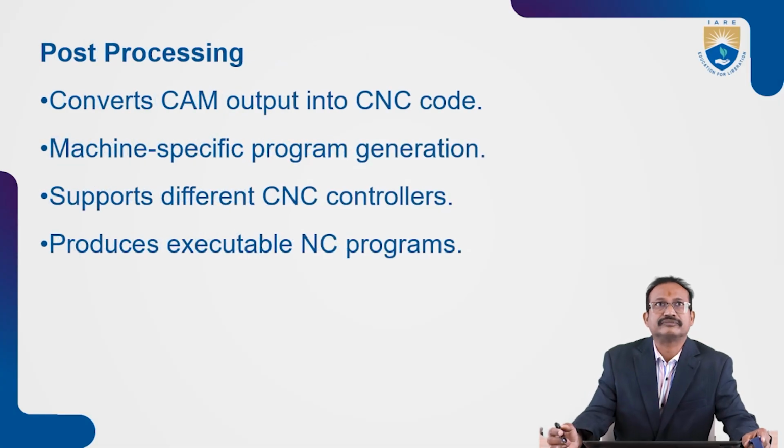Post processing converts CAM output into CNC code. Machine specific program generation. That means for different machines, program generation would be different. With little variation, almost all programs are the same, but based on the specific machines, the specific program generation would occur. It supports different CNC controllers. Produces executable NC programs.